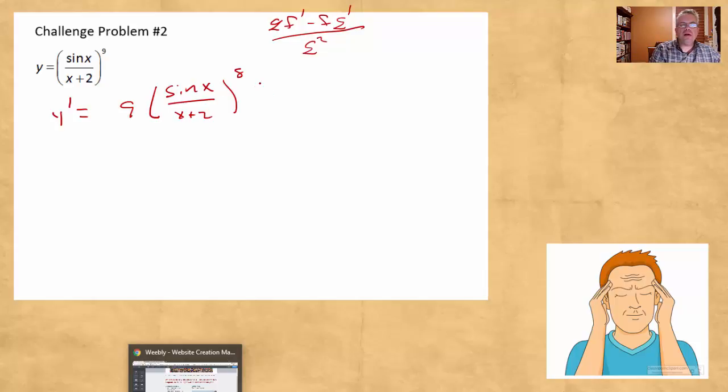So that would be x plus 2 times cosine x minus sine of x, and g prime would be 1, all divided by g squared, x plus 2 squared. And you know what? We're going to walk away from this like that, because there's not really a whole lot I can do to simplify the numerator. I'm kind of stuck with all that, but that's what it is. That's the derivative.